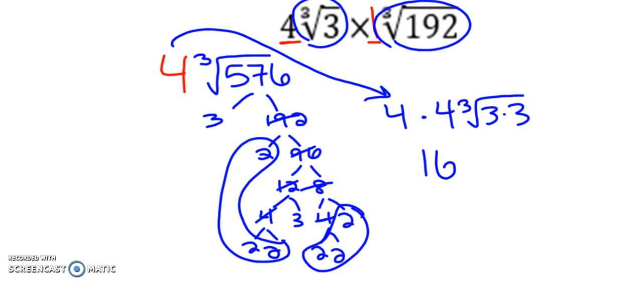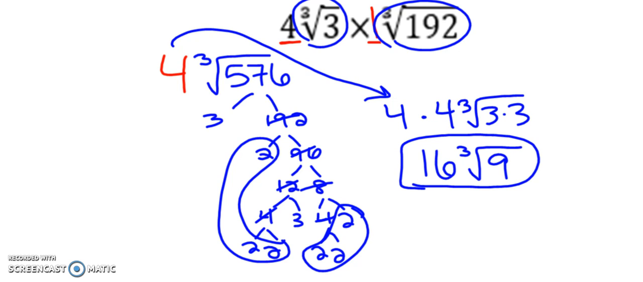Well, 4 times 4 gives me 16 times the cube root. 3 times 3 gives me 9. So your final answer becomes 16 times the cube root of 9. Make sure you don't lose that coefficient that's out in front once you start simplifying. You need to make sure it multiplies all the way through.